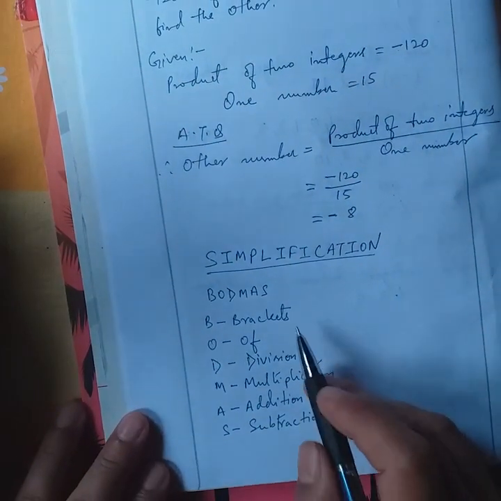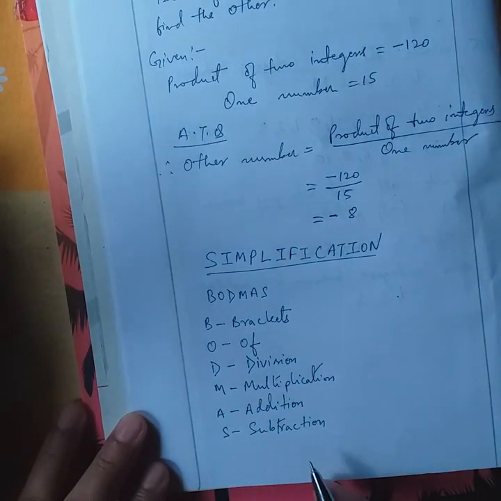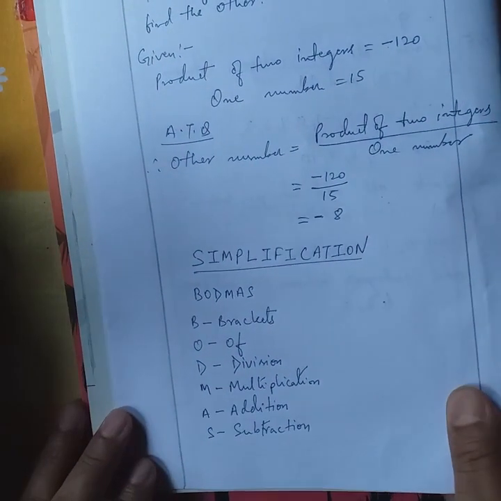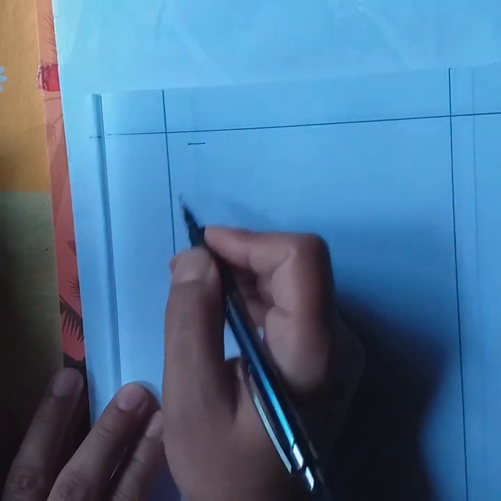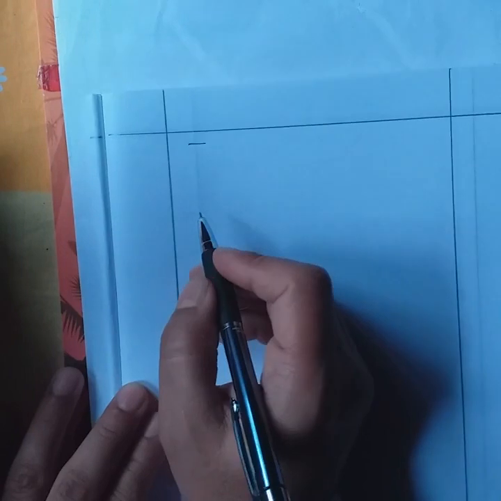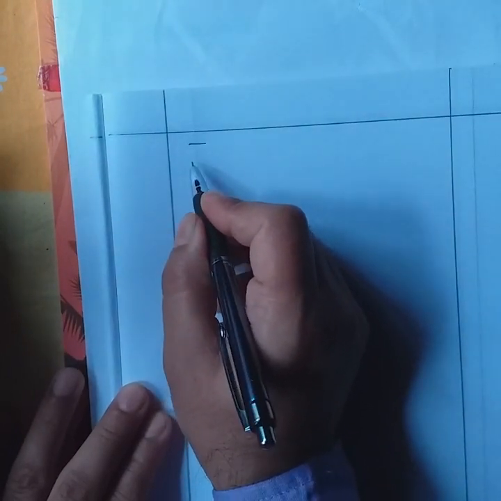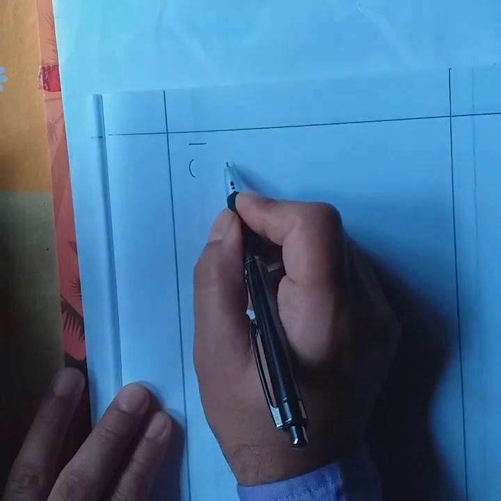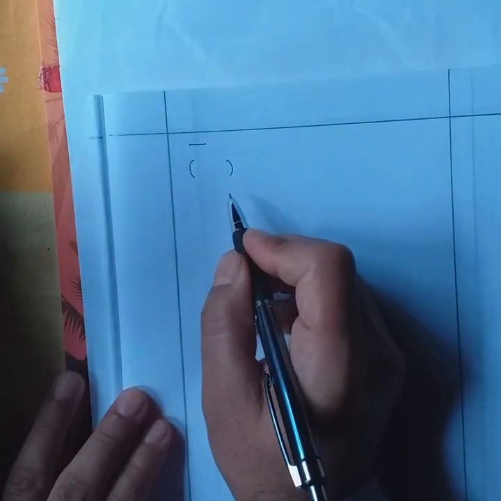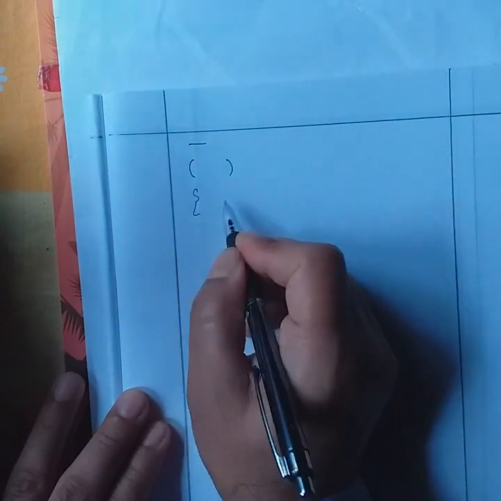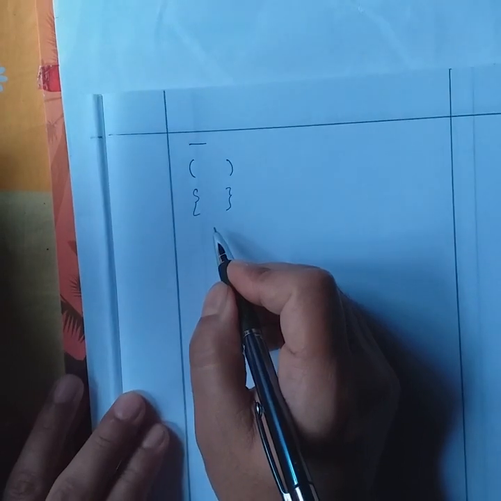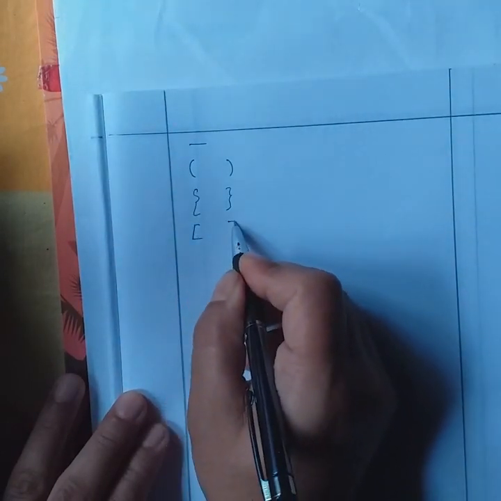Now, in this bracket, there are four kinds of brackets. Let us see. Number one is bar or vinculum. Number two is round brackets or small brackets, or we call it parenthesis. Number three is your curly bracket, and number four is square brackets.